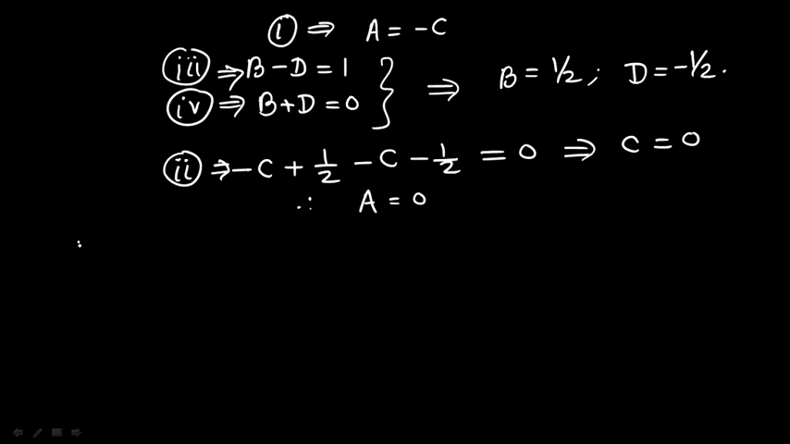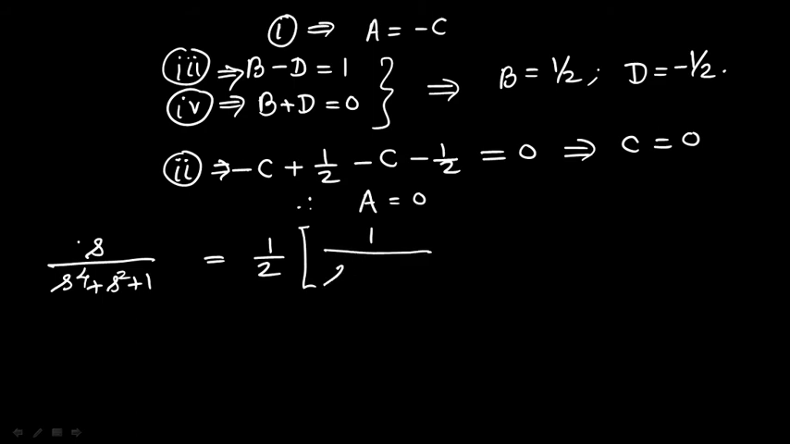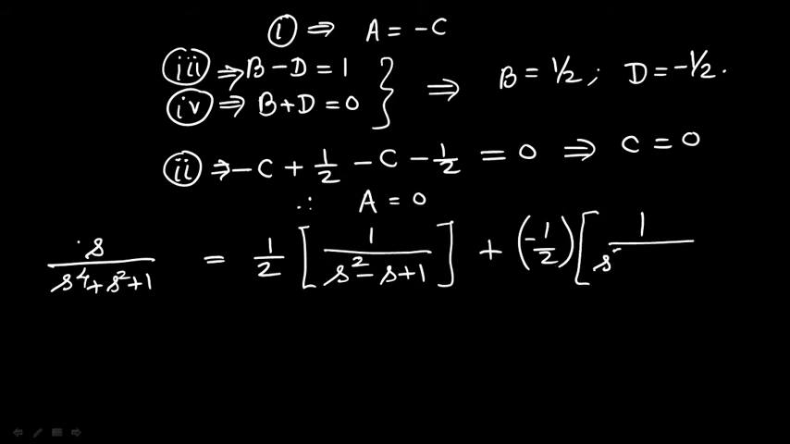Therefore in this term, s upon s to the power 4 plus s square plus 1, the value of a is 0, therefore only b value 1 by 2 remains. Then the remaining term is 1 upon s square minus s plus 1. Now in the second term c is 0, therefore we only substitute the value of d as minus 1 by 2, 1 upon s square plus s plus 1. This is the term we get by applying the partial fraction method.